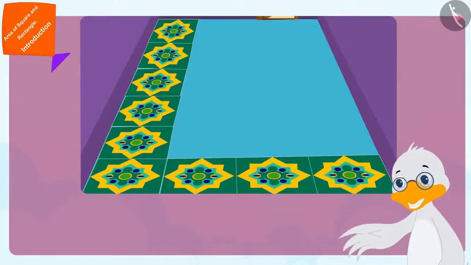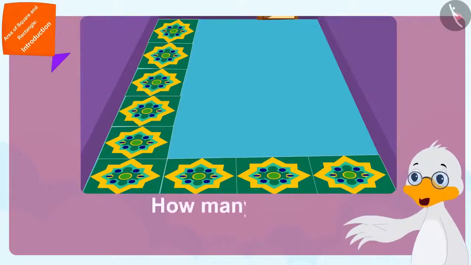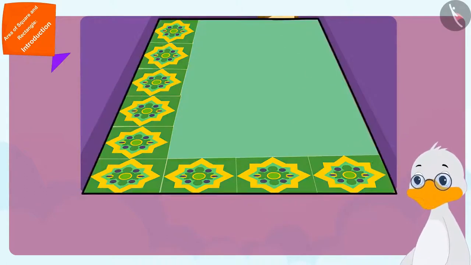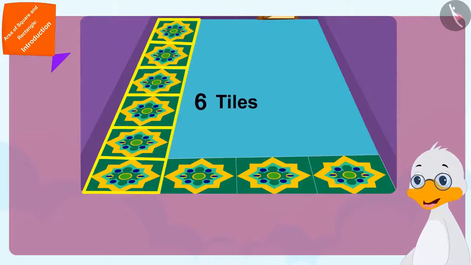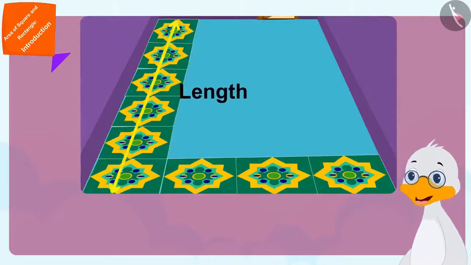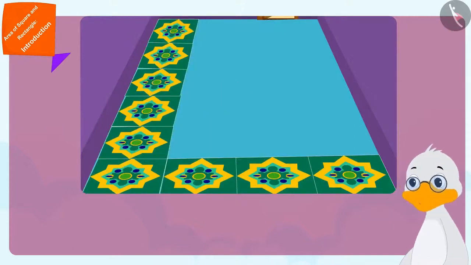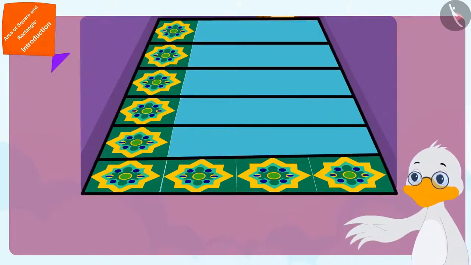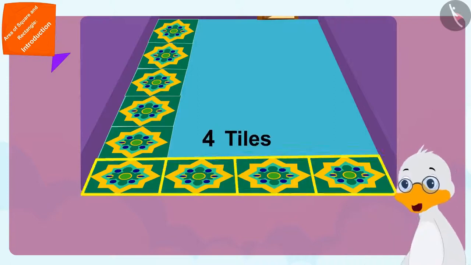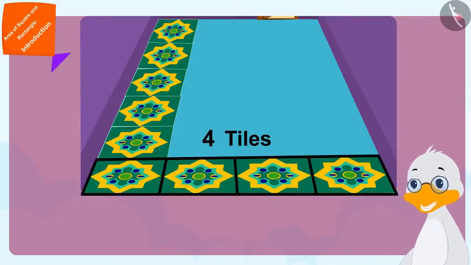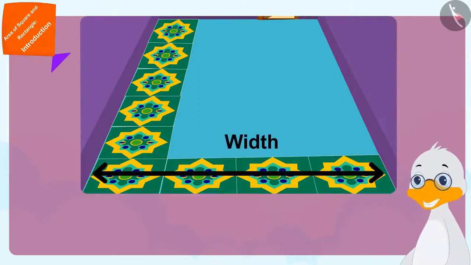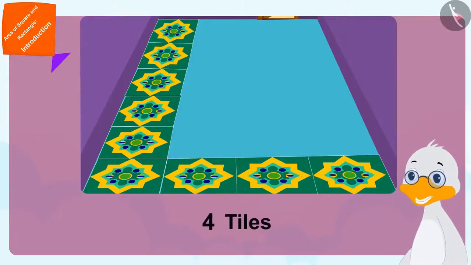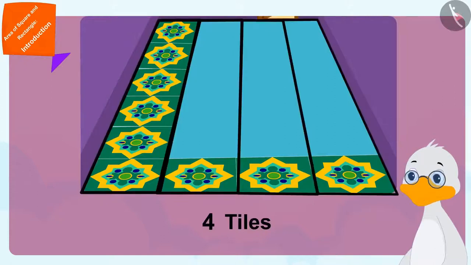But how do I find out how many tiles it will take to completely cover my floor? I have 6 square shaped tiles in the length of my floor. That means 6 such horizontal rows will be made. And there are 4 square shaped tiles in the width of the floor. That means there will be 4 tiles in each horizontal row.